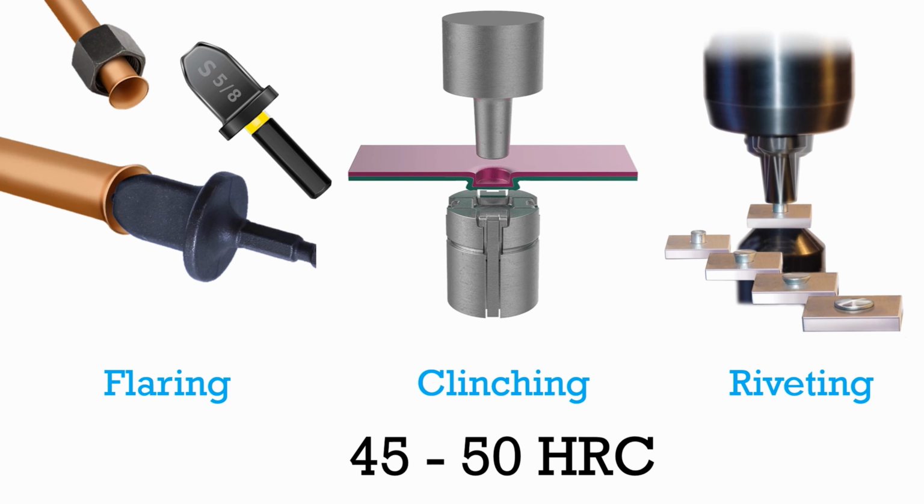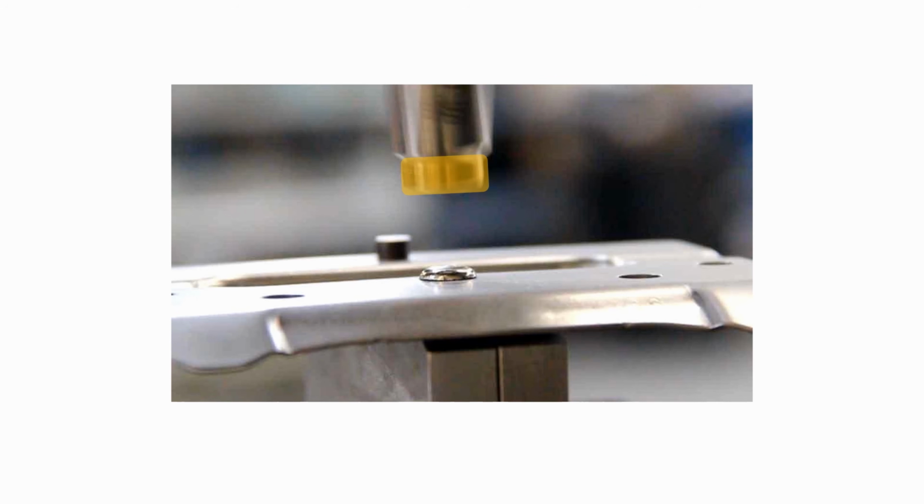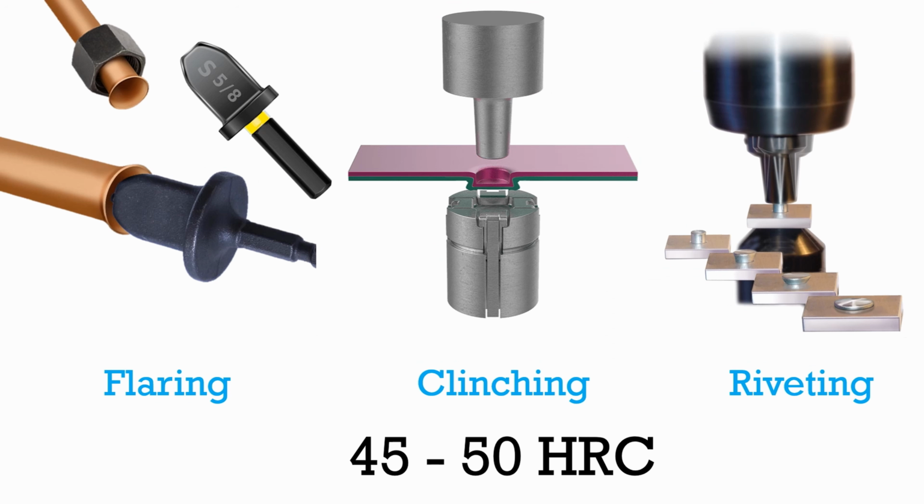And for light load operation tools like flaring tool, clinching tool and riveting tool, hardness should be 45 to 50 HRC. It's a lower hardness range because in these tools we need more toughness instead of more hardness, because the tools have to withstand high pressing force. And sharp edges are not needed in these tools, unlike cutting and punching tools. So we can keep the hardness in a lower range.